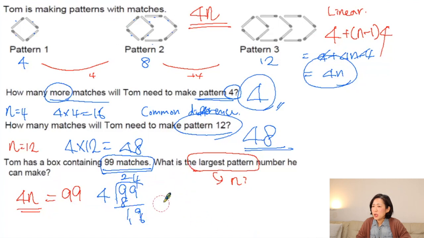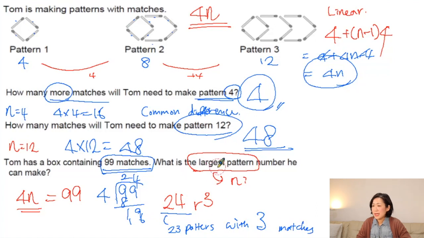That means you can make 24 patterns, and then your remainder is 3. That means you can make a total of 24 patterns. When your n is 24, the matchsticks you use are 24 times 4, right? So the largest pattern you can make is 24.